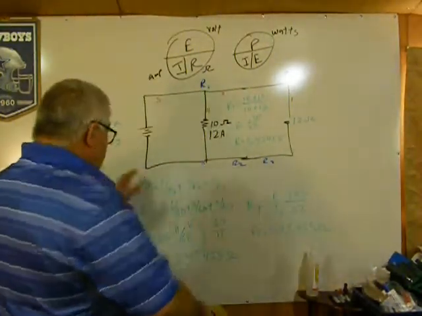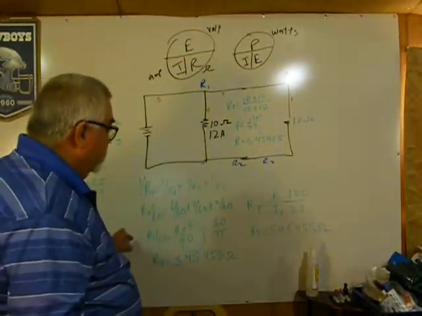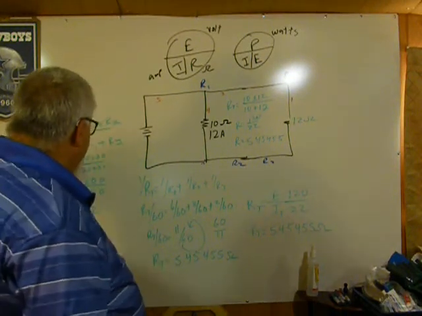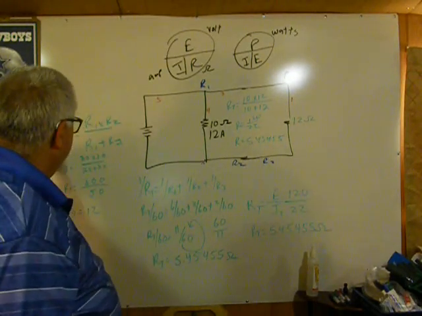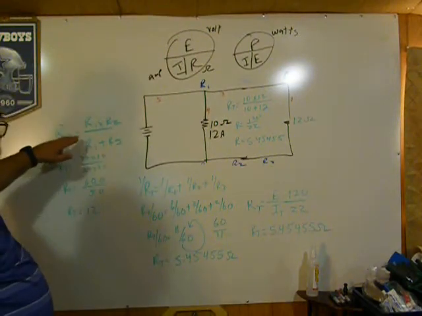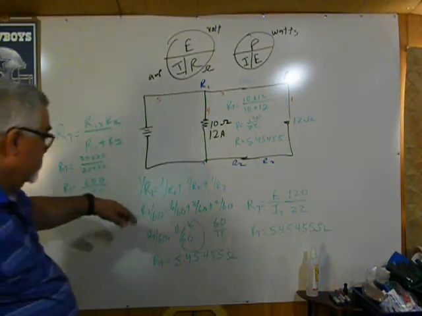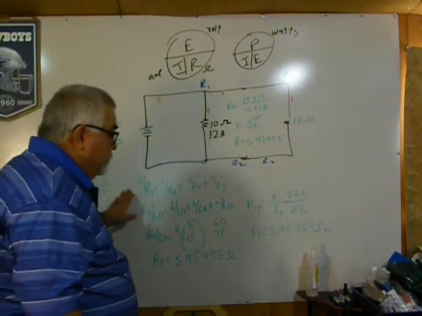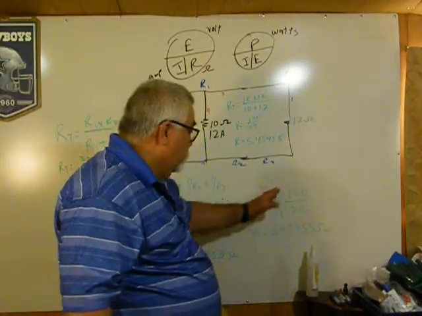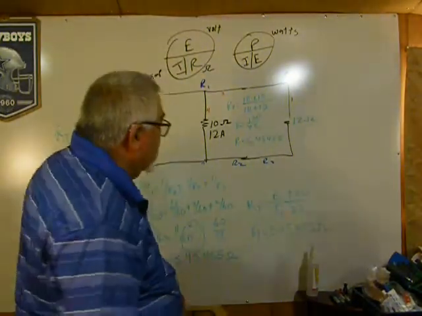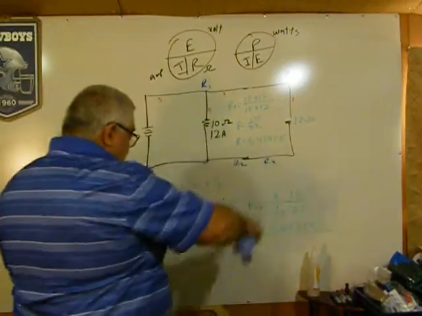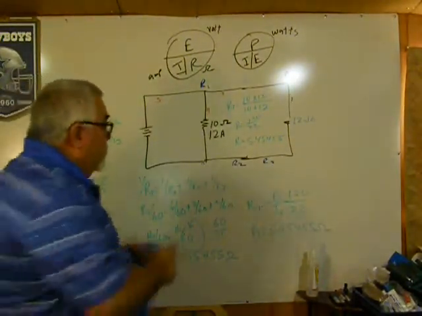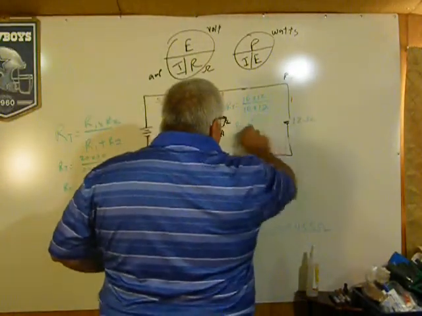So I found total resistance three different ways. I found it using RT equals R1 times R2 over R1 plus R2, and then I used fractions, and then I used my total current and my total voltage. So we did it three different ways, and we got the exact same answer all three times. Alright, let me erase this.